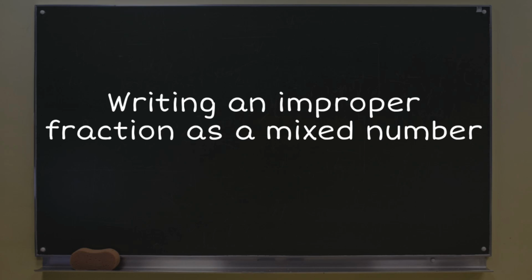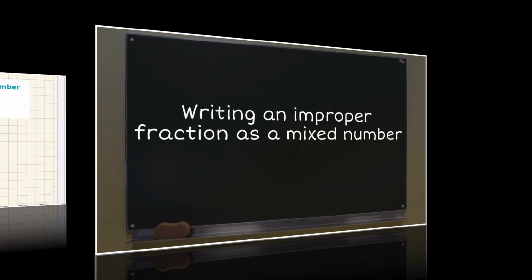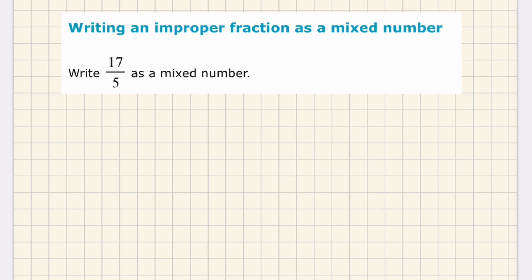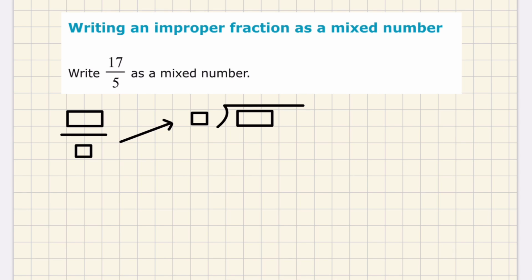Writing an improper fraction as a mixed number. In this example, we're writing 17/5 as a mixed number, and notice that we are starting with an improper fraction where the numerator 17 is larger than the denominator 5. Our process for turning an improper fraction into a mixed number is to divide the denominator, which here is 5, into the larger numerator, which here is 17.